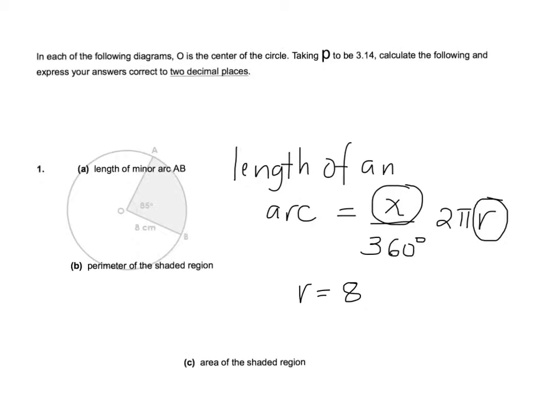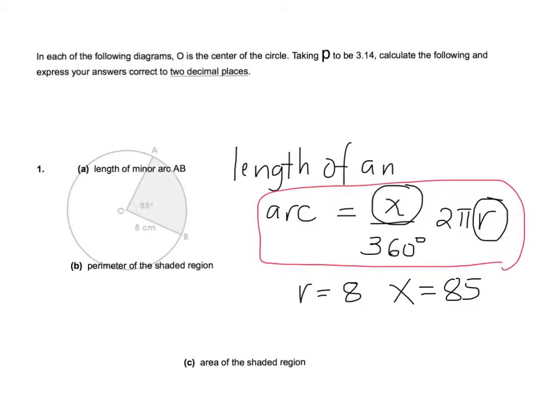Now, the x is the angle formed through the segments OA and OB. So that's the angle that we need for the arc AB. So x is equal to 85. So that means if we are using this formula, we just put these numbers. So x is 85 degrees and r is equal to 8.